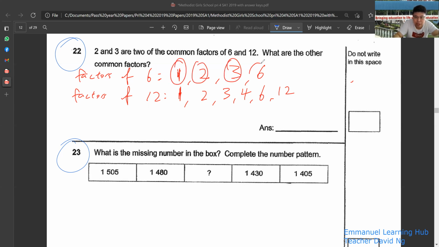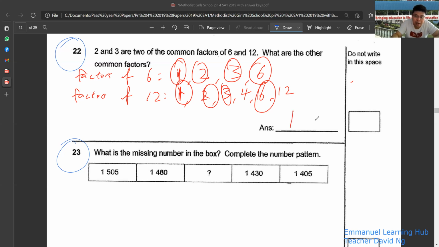1, 2, 3, 6. Can you see? These are the common factors. So what are the other 2 common factors? 2 and 3 are 2 of the common factors, right? So what are the other 2 common factors? 4 and 12.